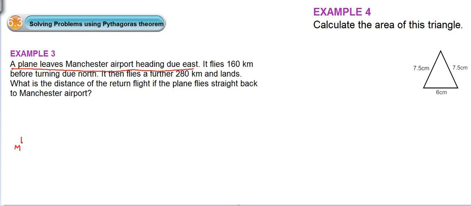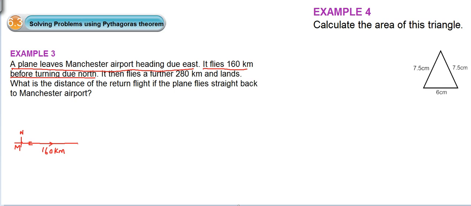Well, in navigation, we have north that way, we have east this way. So surely it'll be flying in this direction. Okay, so that's the direction it's flying, due east. And the next line says it flies for 160 kilometers. So this is 160 km.